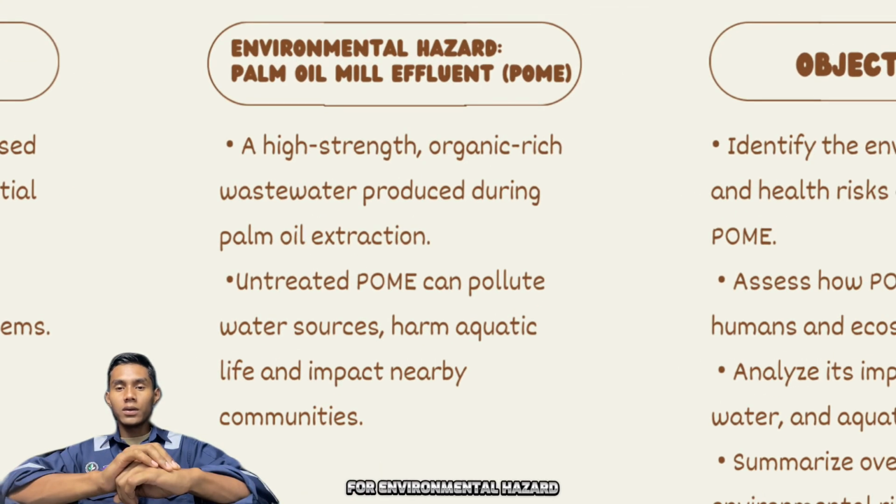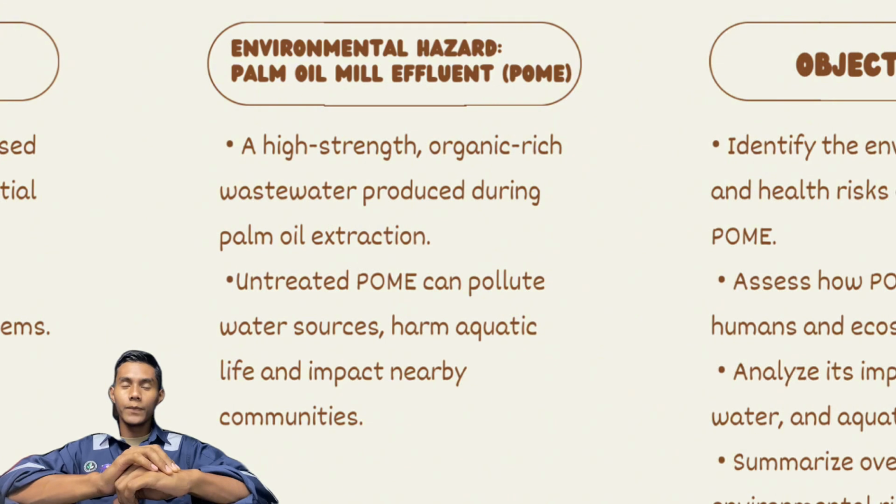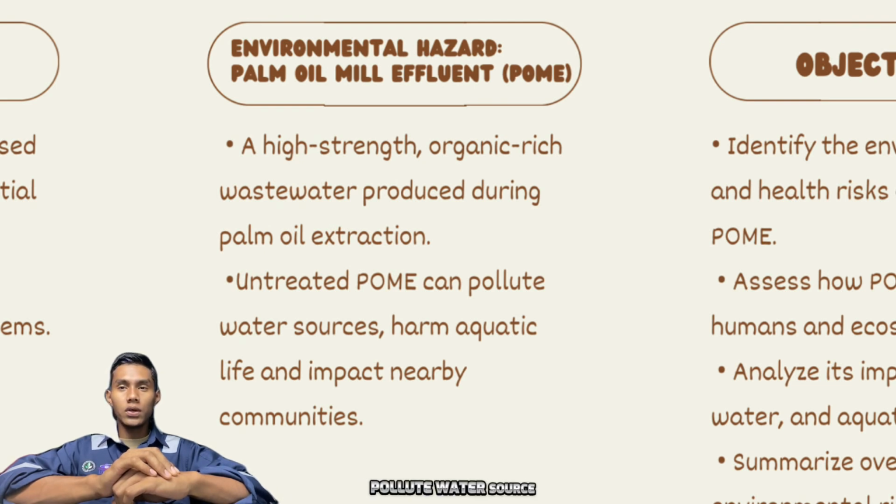For environmental hazard, we choose palm oil mill effluent, also known as POME. POME is a high-strength, organic-rich wastewater produced during palm oil extraction. Untreated POME can pollute water sources, harm aquatic life, and impact nearby communities.